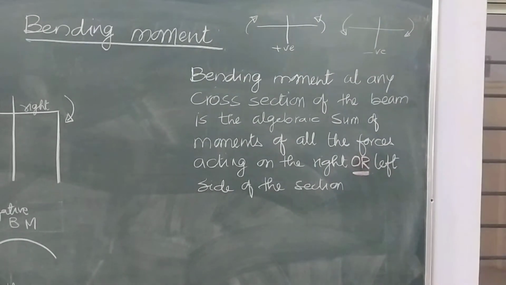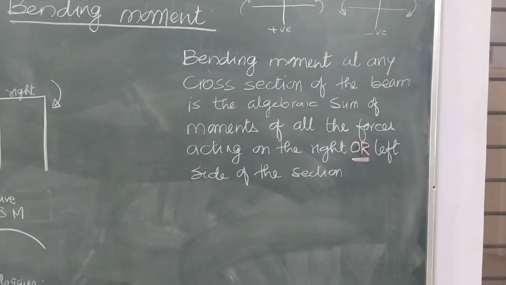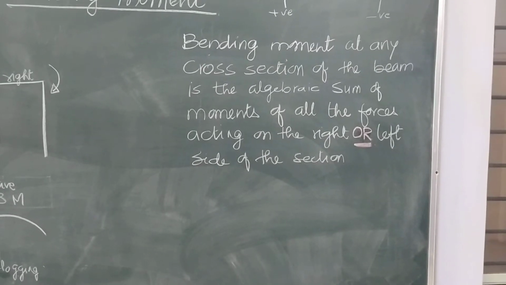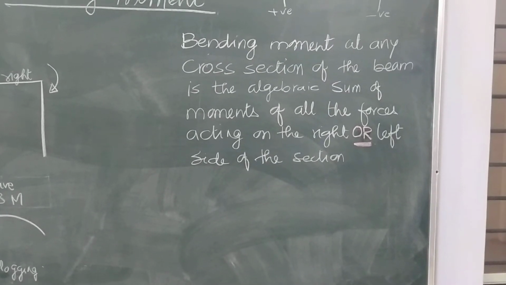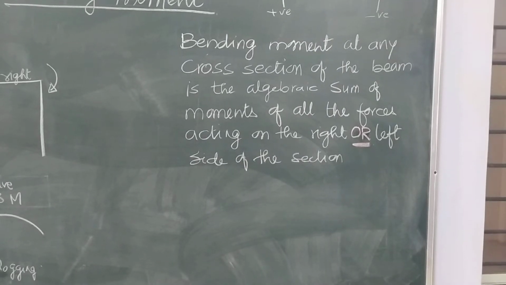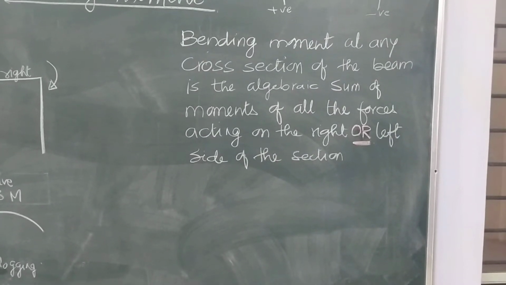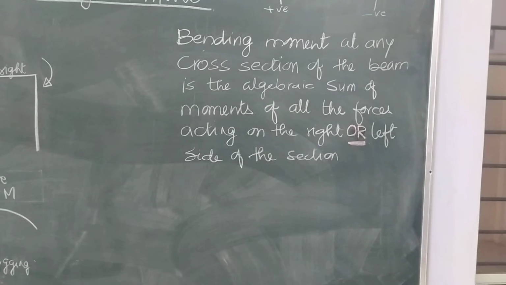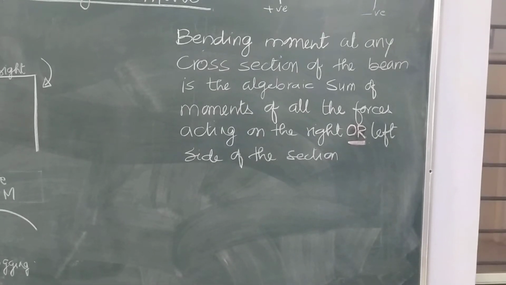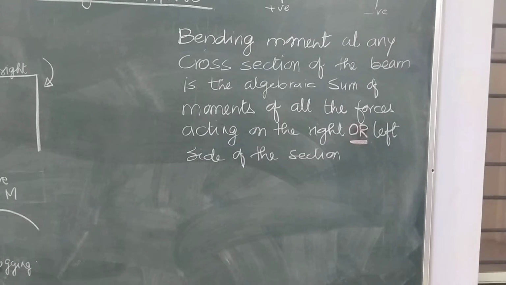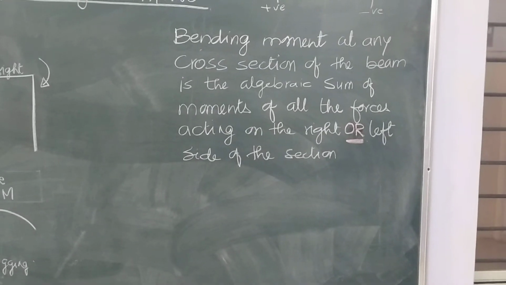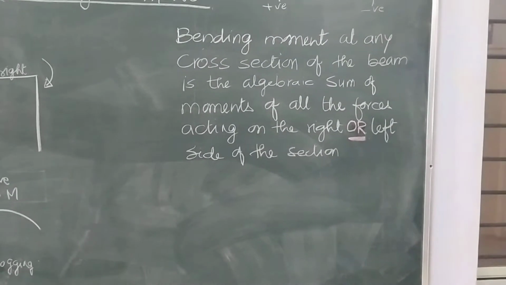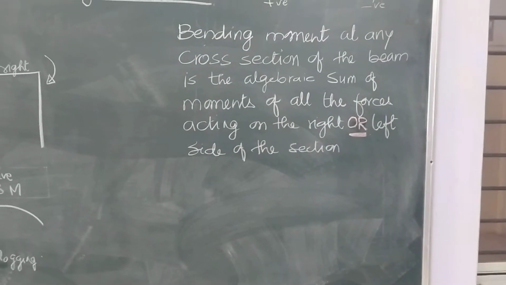So, write down the definition first. Bending moment at any cross section of the beam is the algebraic sum of moments of all the forces acting on the right or left side of the section. That means you have to consider only one side moments in order to calculate bending moment.